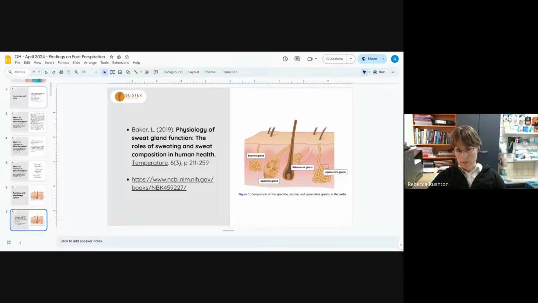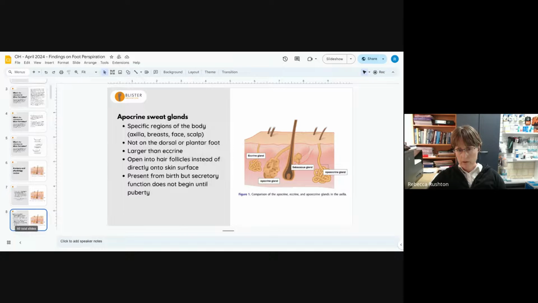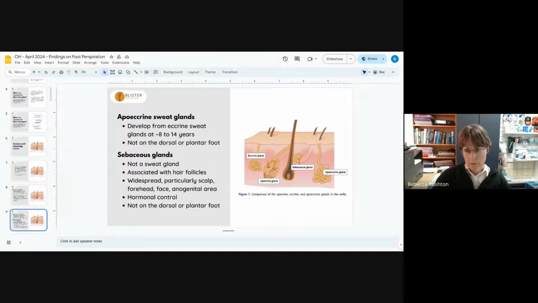Anatomy and physiology, we'll just have a quick look. These are the two references that I've used to get this information. Very quickly, the sweat glands that don't matter to the feet are the eccrine, which is the second from left, the one that empties into the hair follicle in the middle. They don't start working until puberty, and they're not on the feet. Apocrine, which is the far right, is a modified eccrine gland. They're mainly in the axilla. They kick into gear around 8 to 14 years of age. Again, not on the feet.